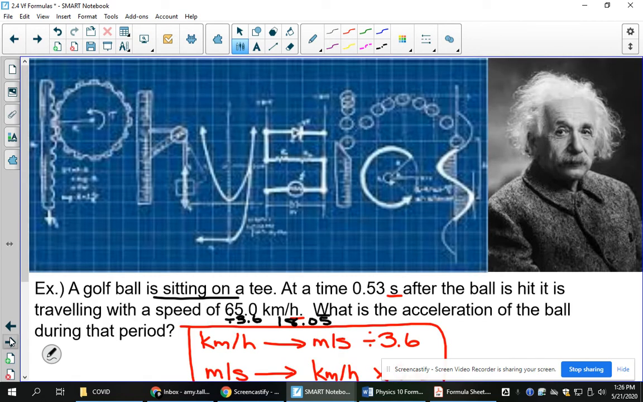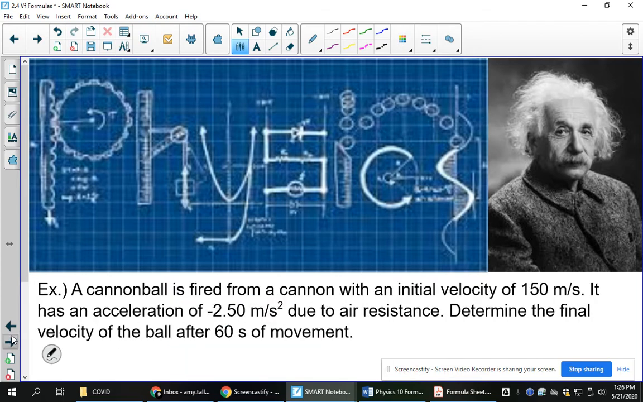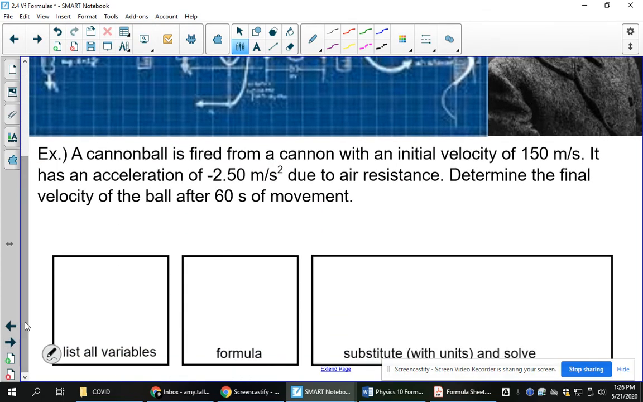This example I'm going to skip over for COVID. It talks about how you change kilometers per hour to meters per second in physics, but we can cover that next year. The next one we're doing is the cannonball question.